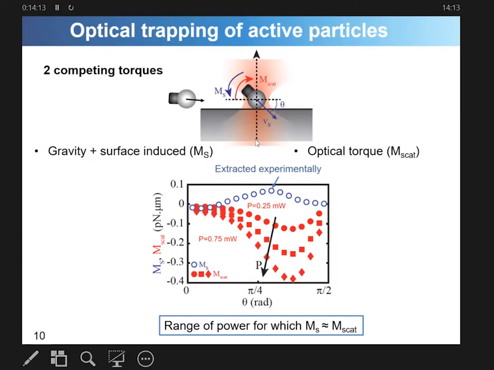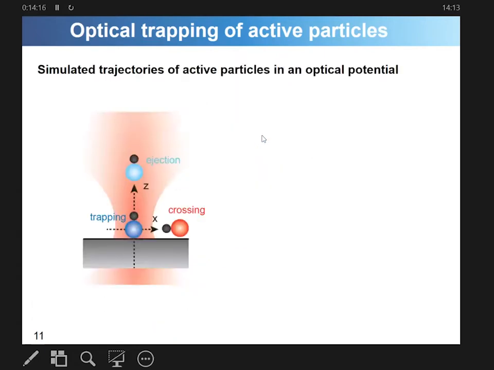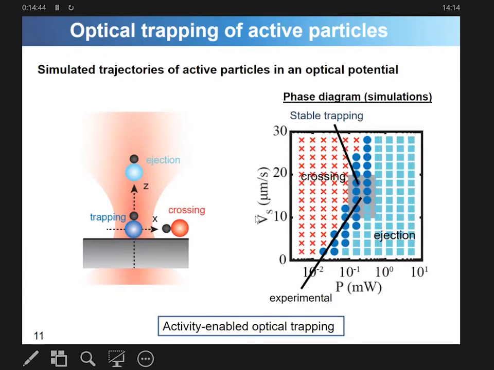Okay? So we can compute that, and now we can analyze in more detail what the dynamics will be, and we can distinguish three situations. The first one is when the particle is crossing the laser spot. So basically the trapping force is not enough, so it's just crossing the beam like if it was not here. And you have the second case when the particle is ejected, so it's pushed upward. And you have the last case, which is the one of interest, when it's trapped, it remains trapped at the center. And we can summarize that in a phase diagram that you can see here, which comprises the velocity of the swimmer and the incoming beam power.